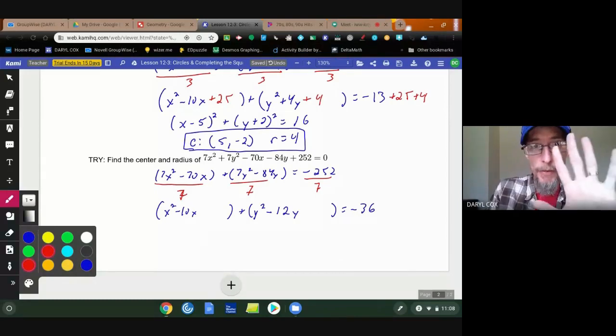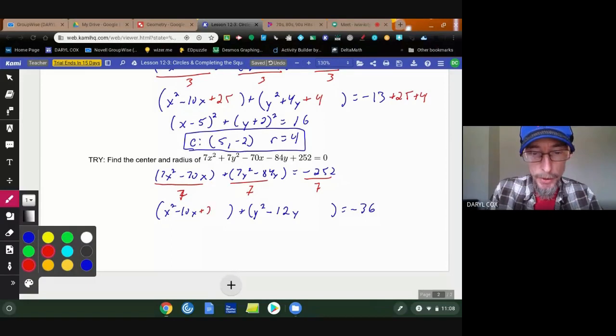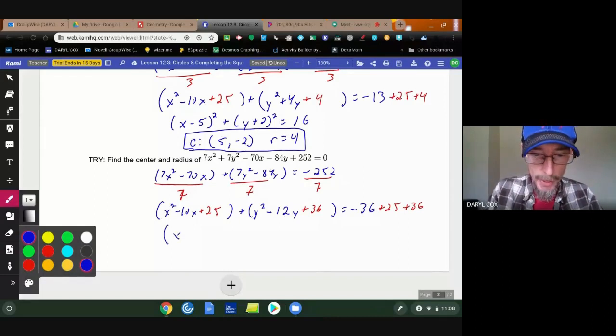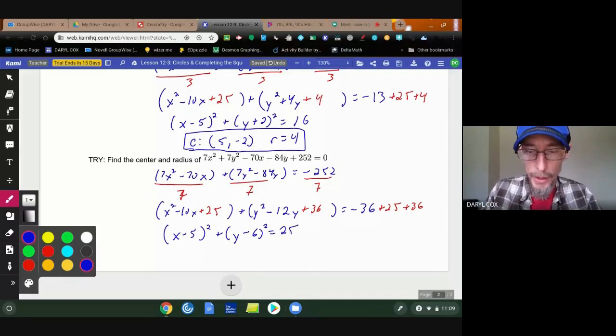Half of 10, 5. 5 squared, 25. Add it over here as well. Half of 12, 6. 6 squared, 36. Add that there. So now I'm looking at x minus 5 squared. Don't forget those squareds. Plus y minus 6 squared equals 25. So my center is 5, 6. My radius is 5. Excellent.